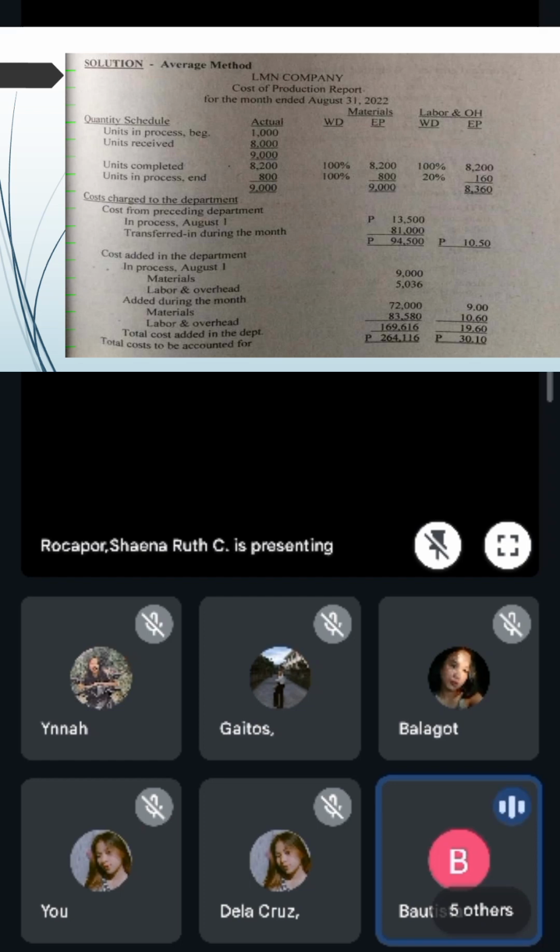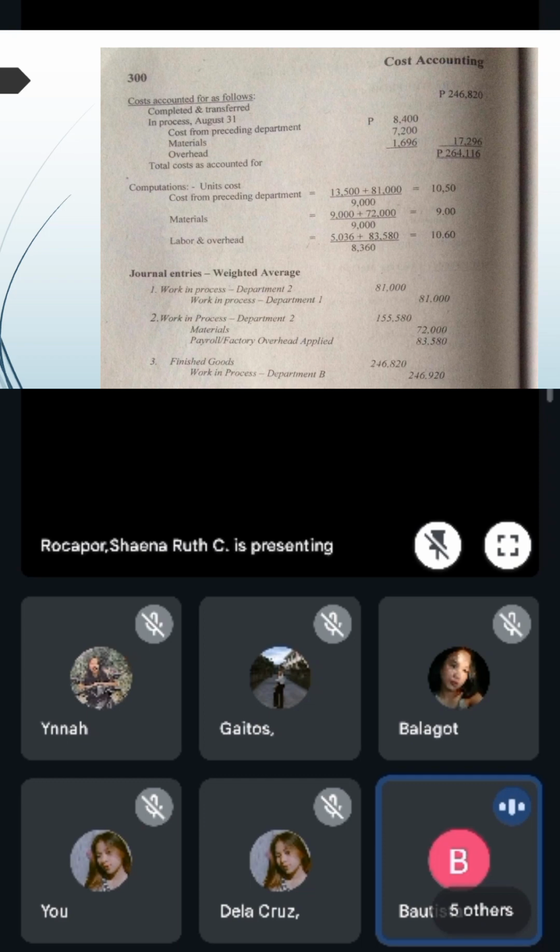Cost added in the department, in process August 1: we have 9,000 for materials and 5,036. Then those added during the month: materials of 72,000 and labor and overhead of 83,580. Again, do not mind the 9 and 10.60 yet. Adding 9,000, 5,036, 72,000, and 83,580, we get 169,616. Then the total cost is 964,116. So, next reporter, please.